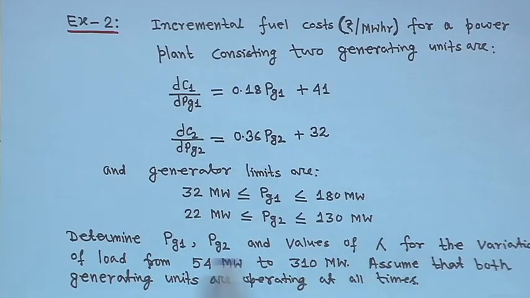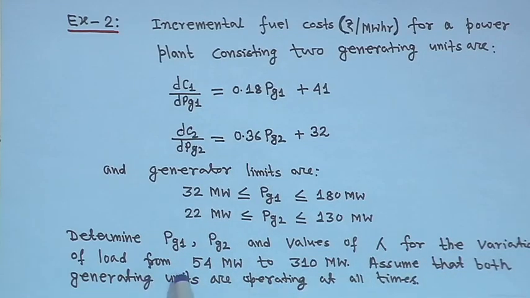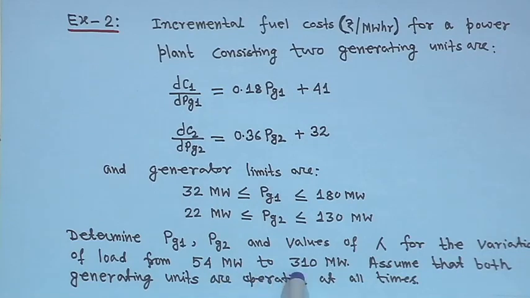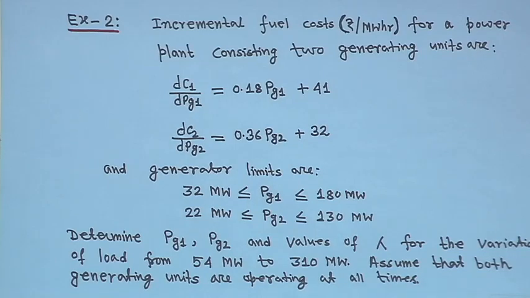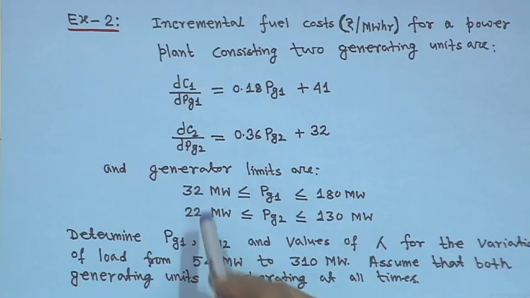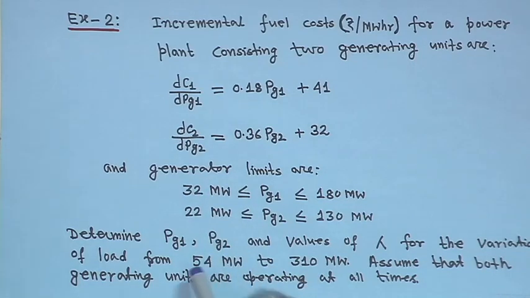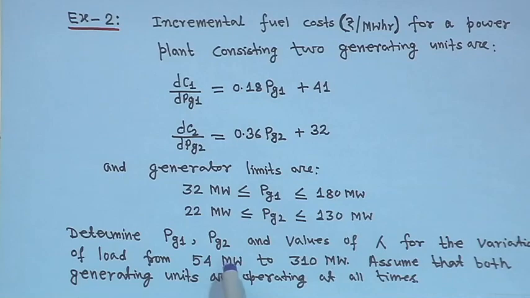Now, you have to determine Pg1, Pg2 and the values of lambda for the variation of load from 54 megawatt to 310 megawatt. Assume that both generating units are operating at all times. So you have to find Pg1, Pg2 and the lambda variation for a load varying from 54 to 310 megawatt, 32 plus 22 is 54. So the minimum load taken here is 54 megawatt. Now, how to do this?